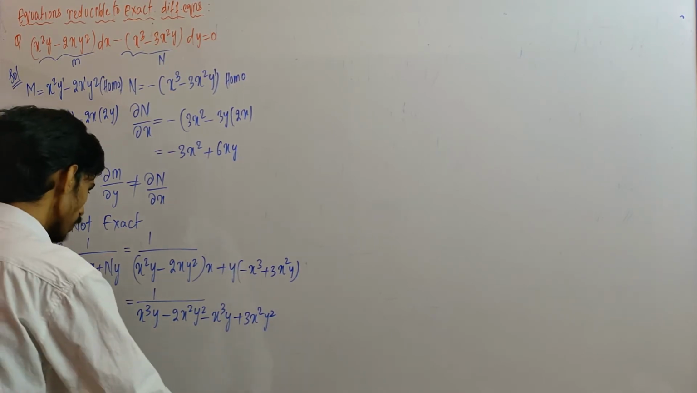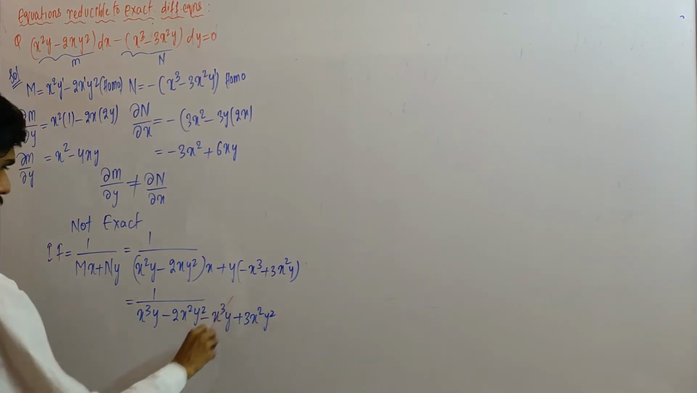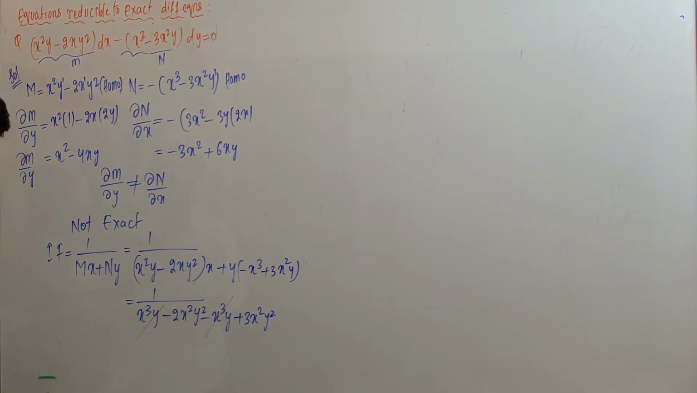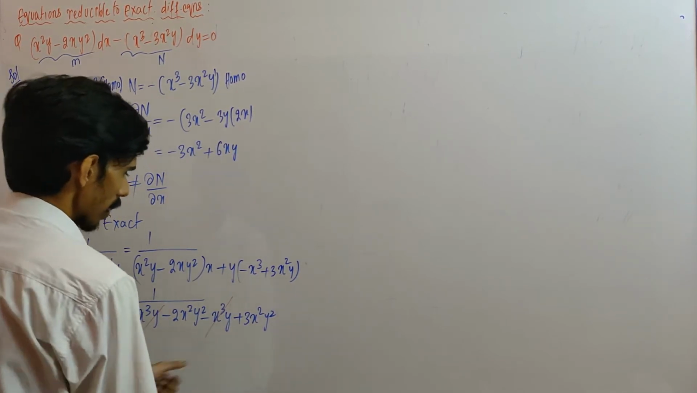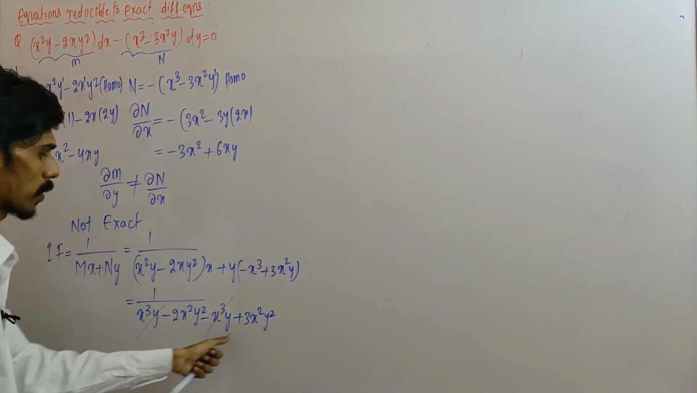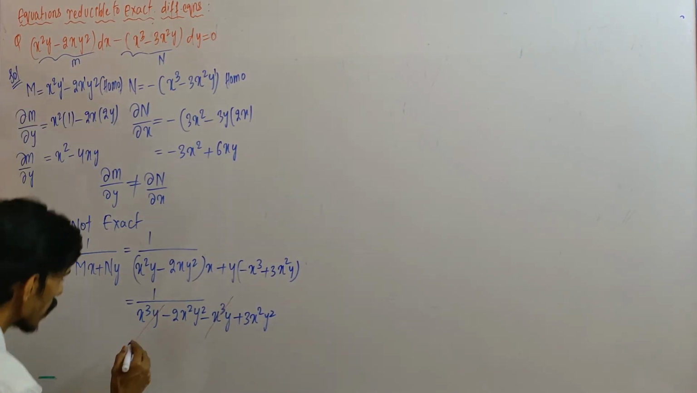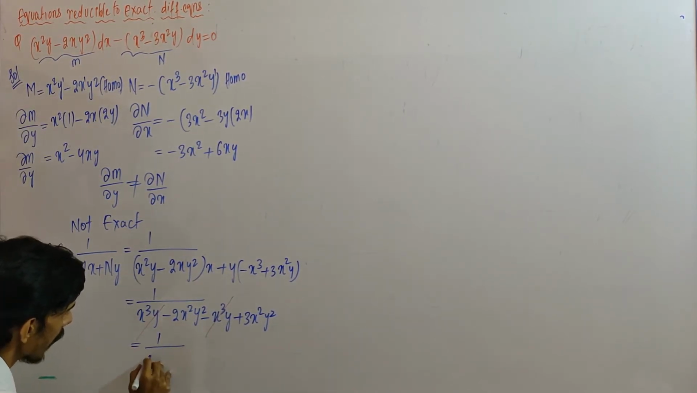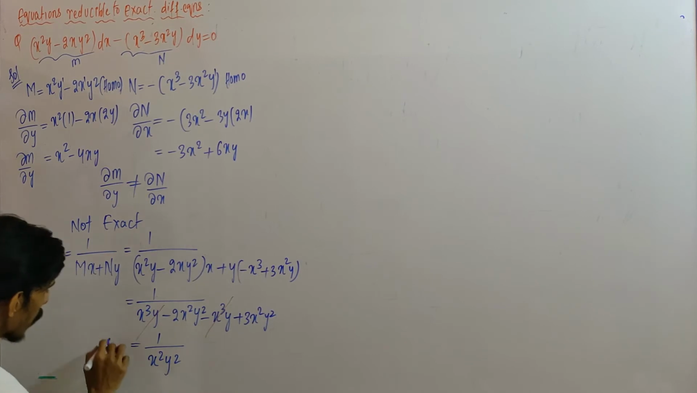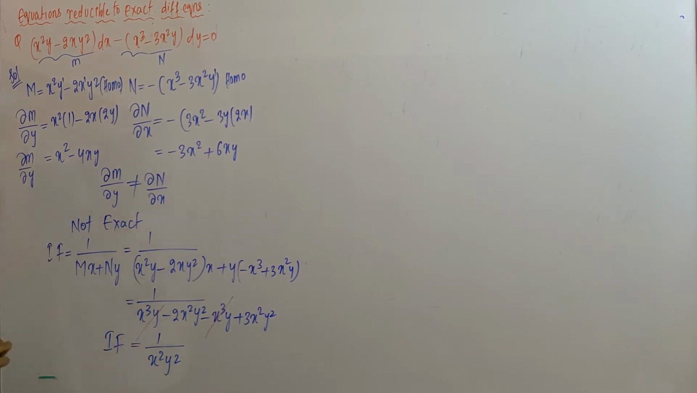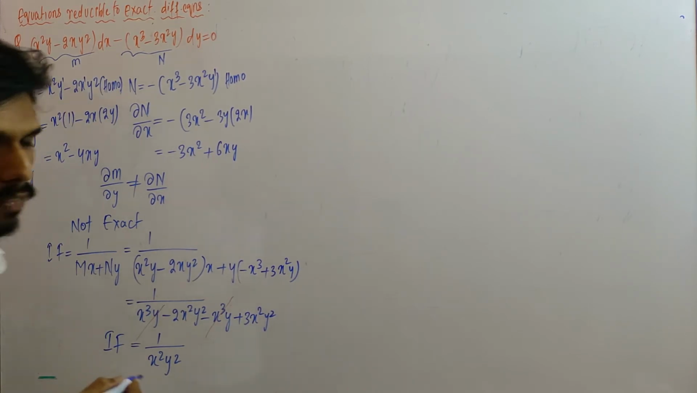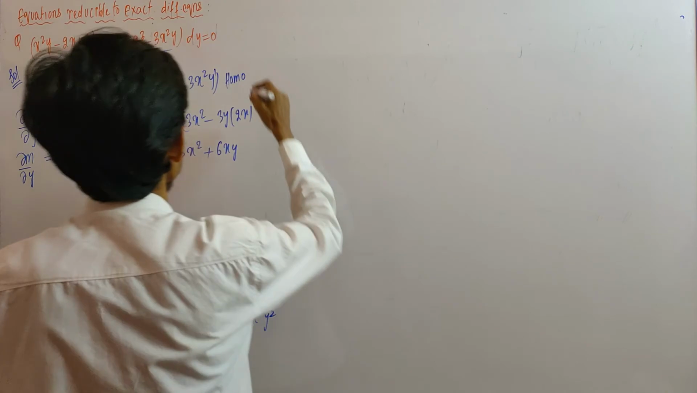Now these two terms will get cancelled. Here we have x squared y squared, x squared y squared, so 3 minus 2 is 1. So we'll get 1 by x squared y squared as the integrating factor. Multiply this integrating factor to the given equation so that it will become exact.